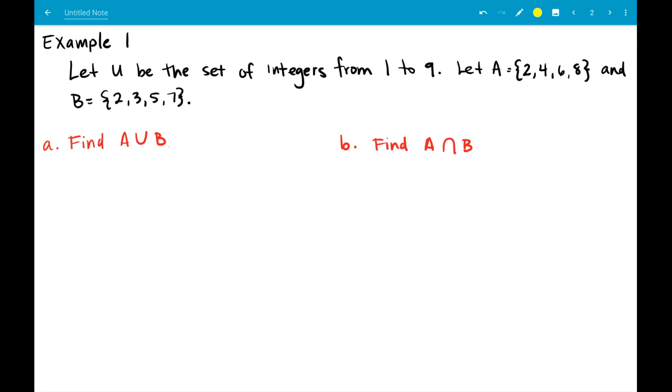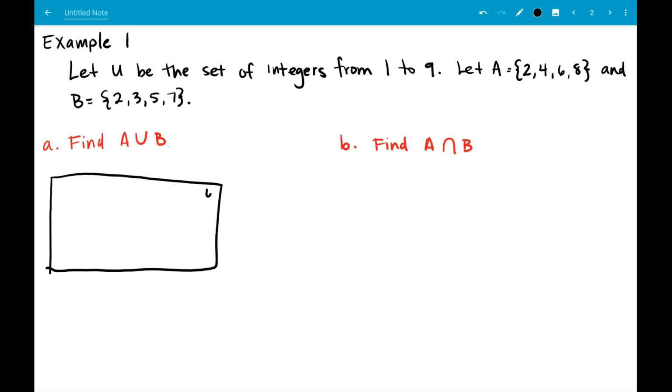So let's look at an example here. Let U be the set of integers from 1 to 9. Let A equal the set 2, 4, 6, and 8. And let B equal the set 2, 3, 5, and 7. Part A asks us to find the union of sets A and B. If we draw out our Venn diagram, we know that U is the set of all these integers, so this is going to be called set U. Now inside set U, we have set A and we have set B.